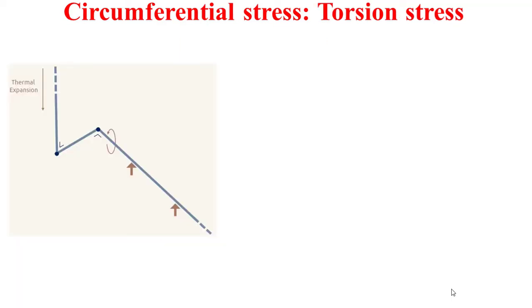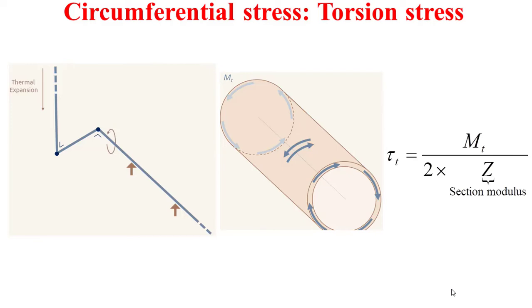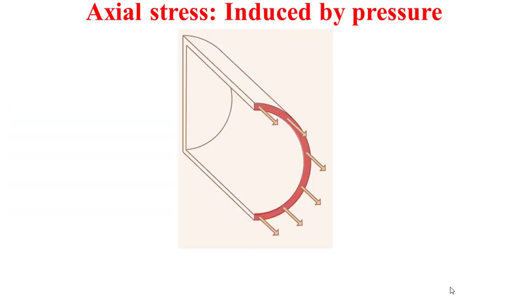The second type of circumferential stress is the torsion stress. This type of stress can occur, for example, as you can see in this figure, when we have a thermal expansion of a vertical pipe. This will act on a horizontal supported pipe, and it will cause a torsion stress in the circumferential direction of the pipe's material. This torsion stress is expressed as the moment of the torsion divided by 2 times the section modulus.